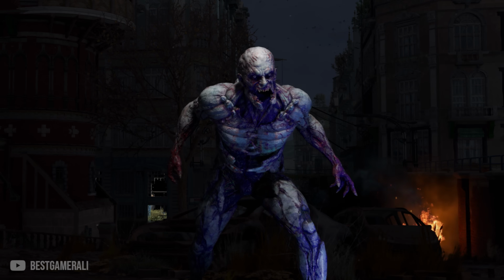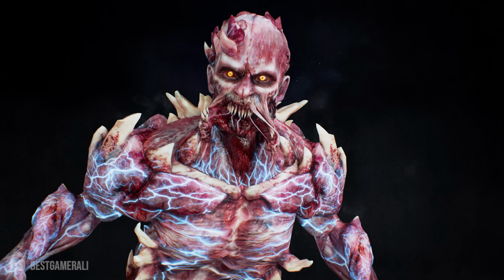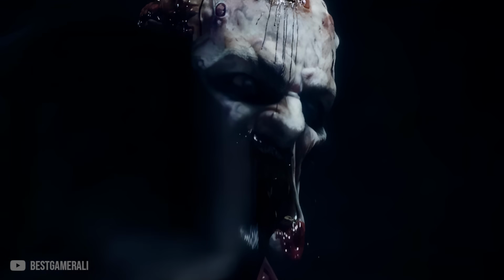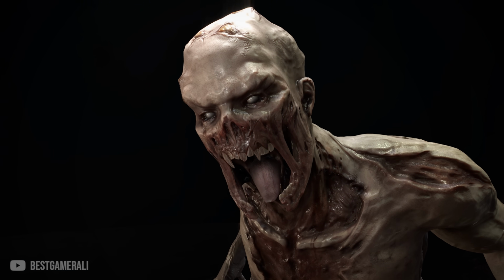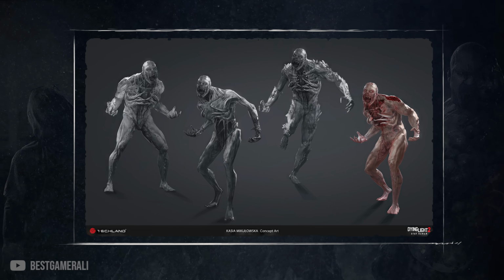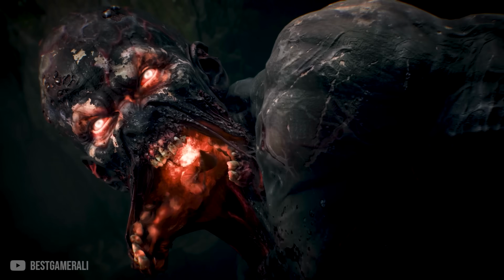A volatile is not just a monster, it's a symbol of fear in the world of Dying Light, and the creature we see today wasn't always meant to look or behave this way. In fact, the volatiles went through multiple changes and radical transformations throughout the franchise's history. And in this video, we'll talk about the evolution of the volatiles from the earliest concept art and prototype design to their terrifying reinvention in Dying Light the Beast.